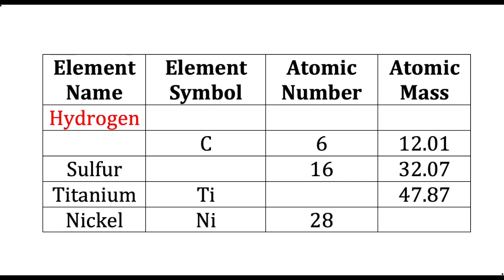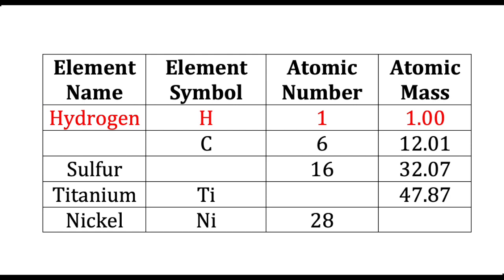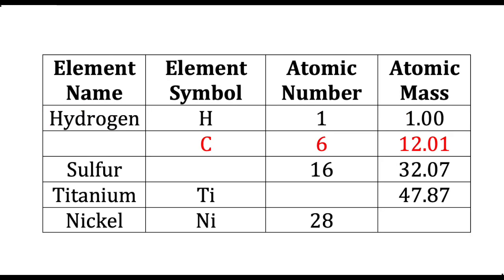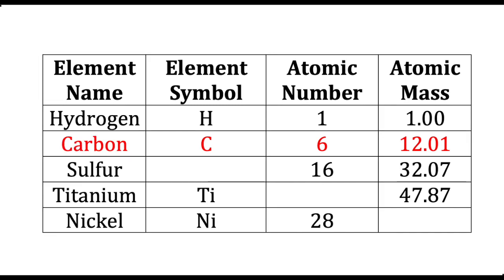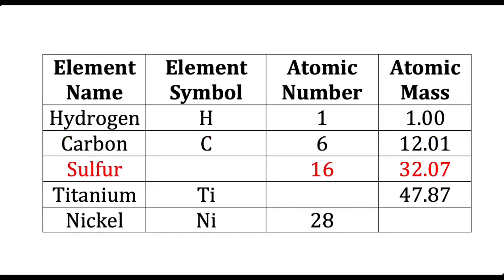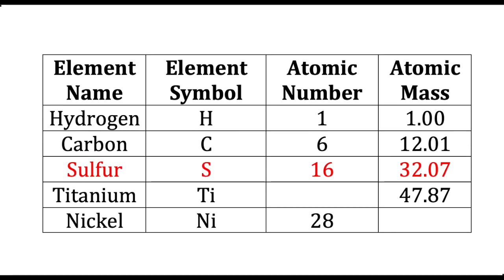Let's begin with hydrogen. The element symbol is H, the atomic number is 1, the atomic mass is 1.00. The next element has the symbol C, atomic number 6, atomic mass 12.01. This is, of course, carbon. Sulfur has atomic number 16, atomic mass 32.07. The symbol is S. Titanium has the symbol Ti.